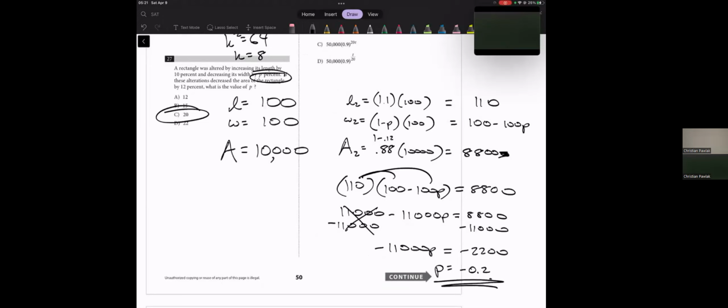Okay, I think that's the best way to do it, especially if there's only percentages involved. The best thing to do is just come up with random numbers for all the other things, and then I'll solve for p on its own.